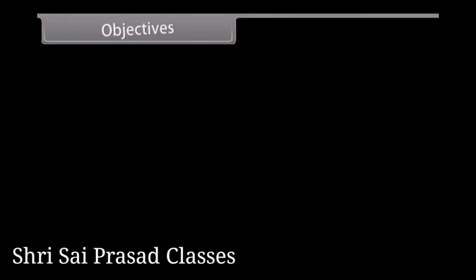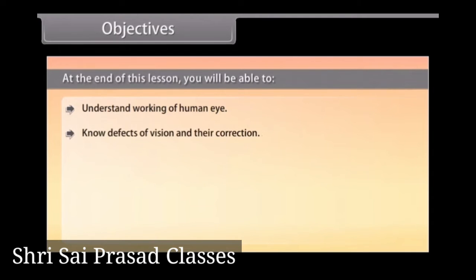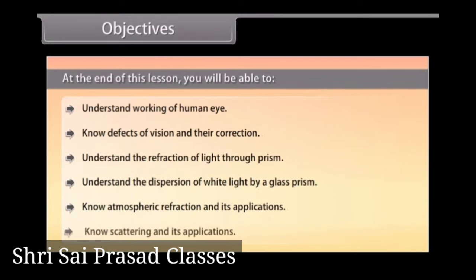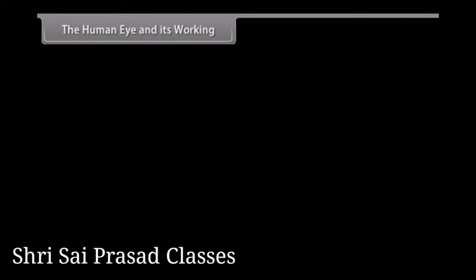Objectives. At the end of this lesson, you'll be able to understand the working of the human eye, know defects of vision and their correction, understand the refraction of light through a prism, understand the dispersion of white light by a glass prism, know atmospheric refraction and its applications, know scattering and its applications. The human eye and its working.